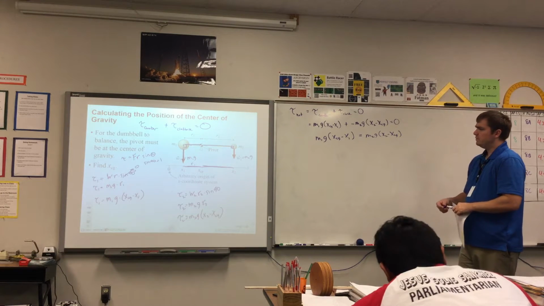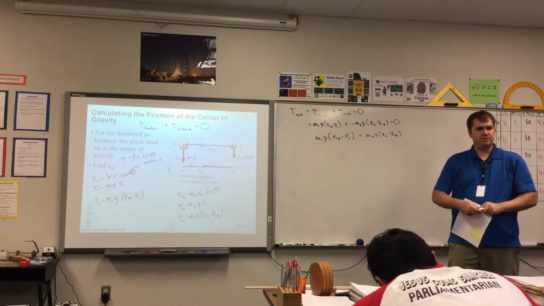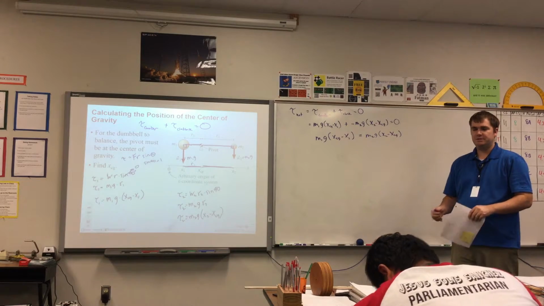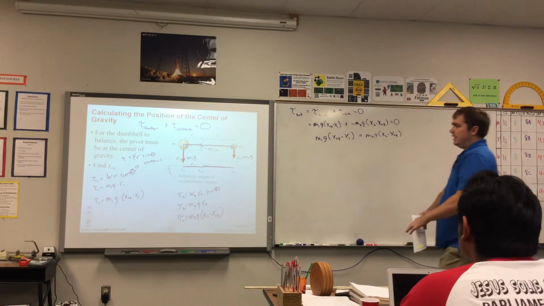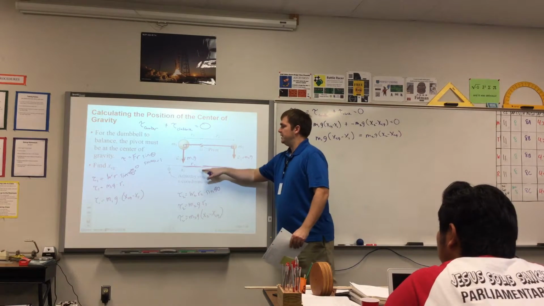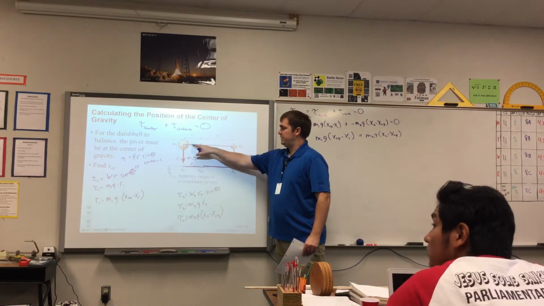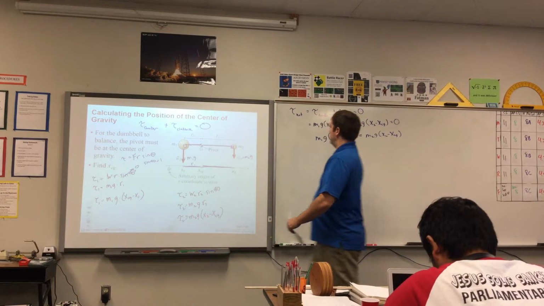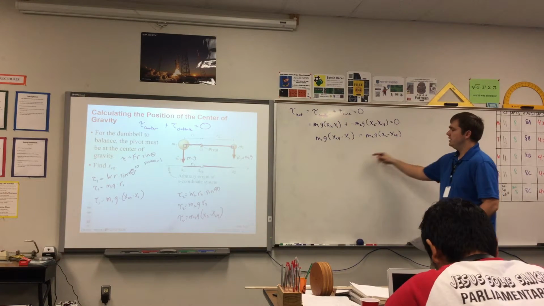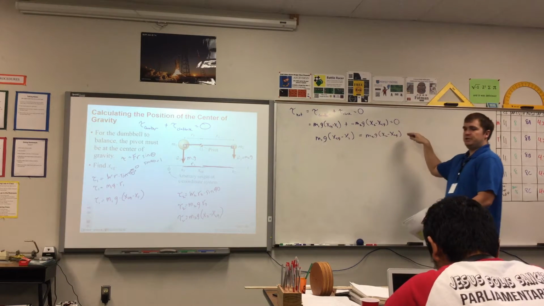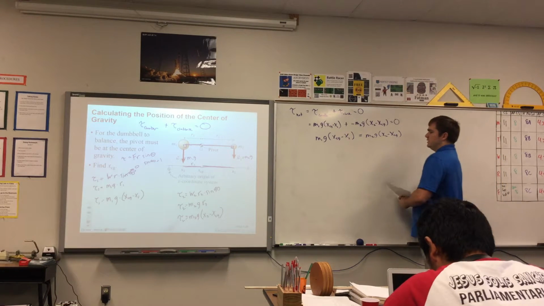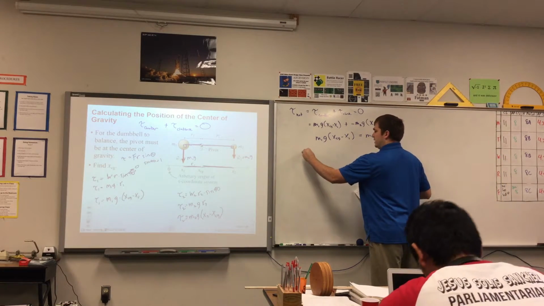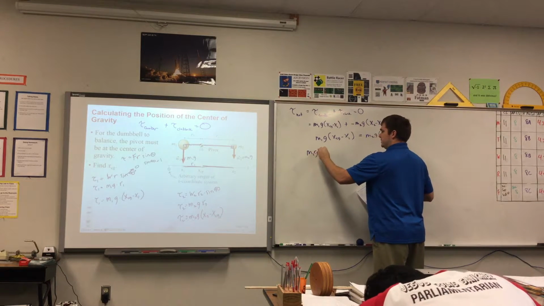Now hold on a second, what in the world are we trying to figure out from this? Anybody remember? XCG. Yeah. I'm trying to find the position where to put this pivot. Where along this bar should I put it? So I'm trying to find XCG. We'll need to do a little bit of distribution and then try to get XCG all by itself. So a little bit of algebra here, but not very much at all actually.